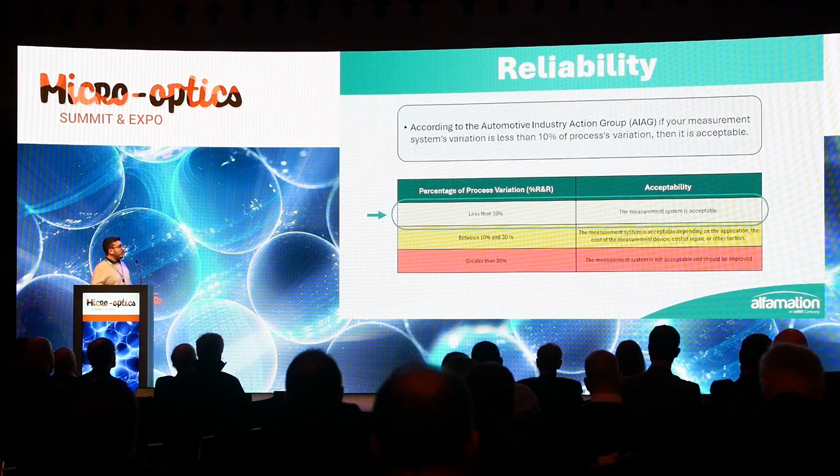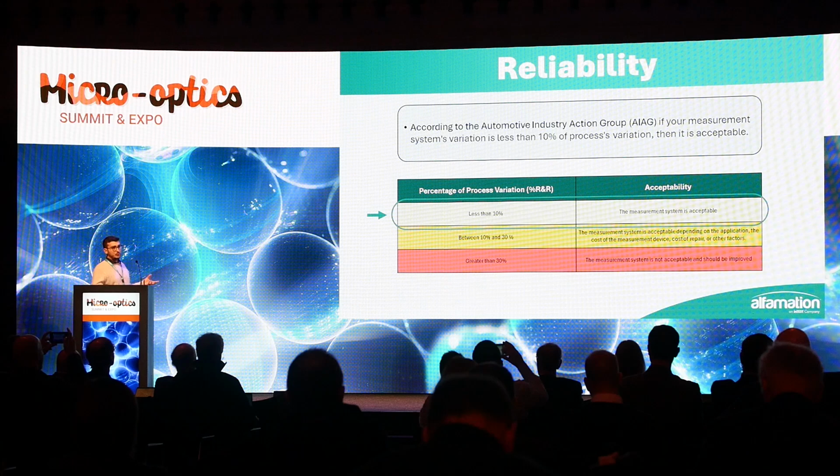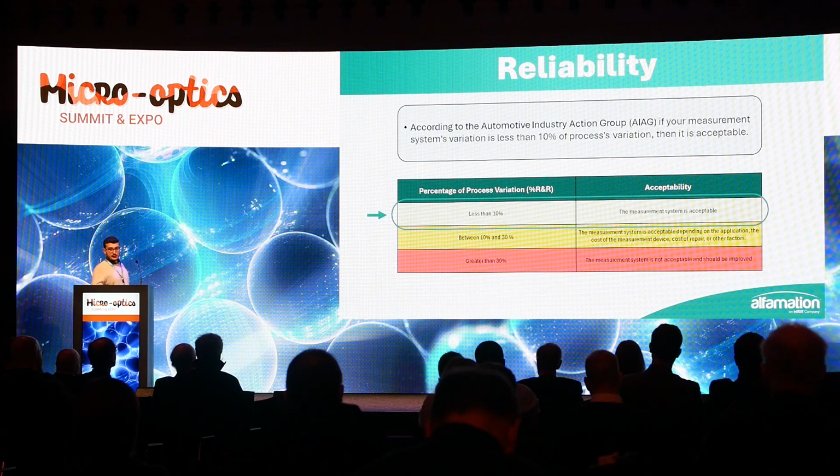And instead, in terms of stability and robustness, reliability is important, and according to the Automotive Industry Action Group, if a measurement system variation is less than 10% of the process variation, it's then a suitable test equipment, and so that's why we perform GR&R procedures to make sure that our system always falls in this range of variation.